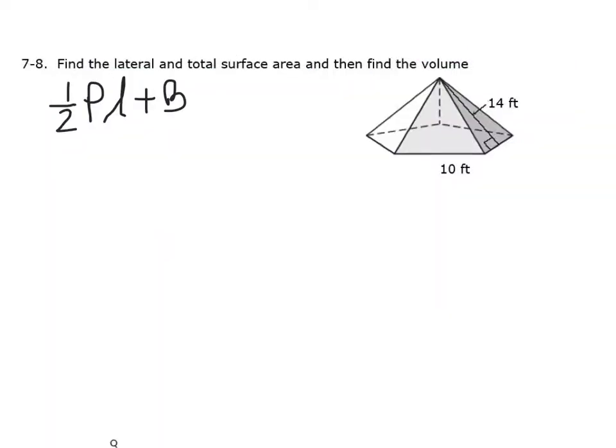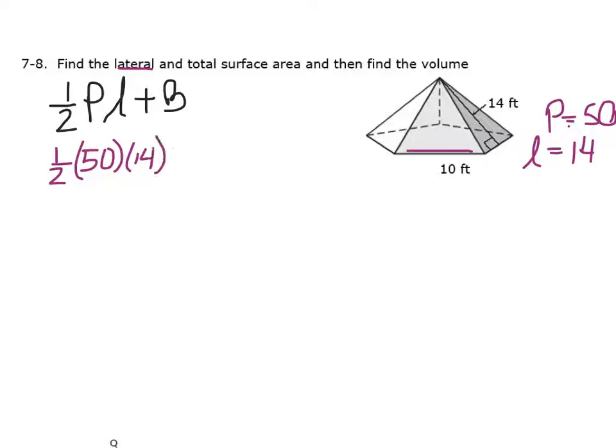On this one, we're going to find the lateral surface area as well as the total surface area. The first thing we need to do is identify what the perimeter is equal to. Since each side is 10 feet and it's a pentagon with 5 sides, 10 times 5 is 50. And then the L is our slant height, which is 14. This right here is going to give us what we need for the lateral. So 1/2 times 50 times 14. This right here is lateral.